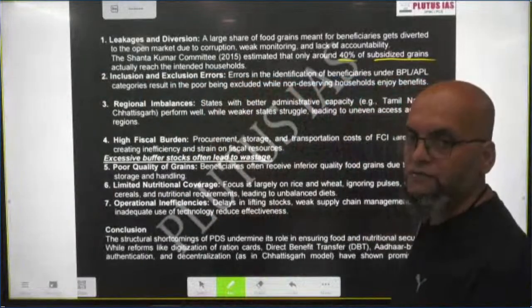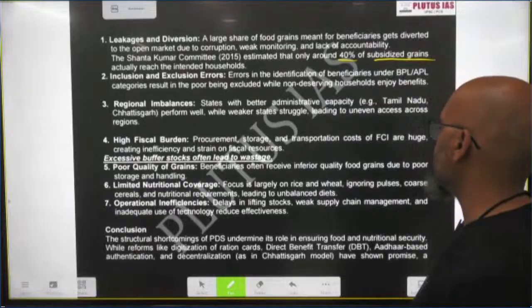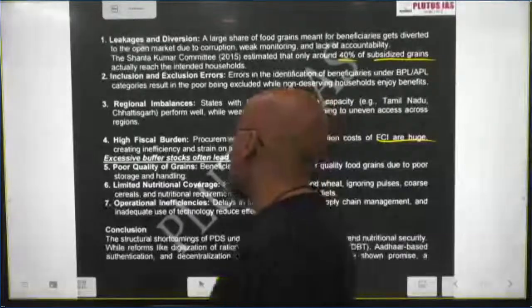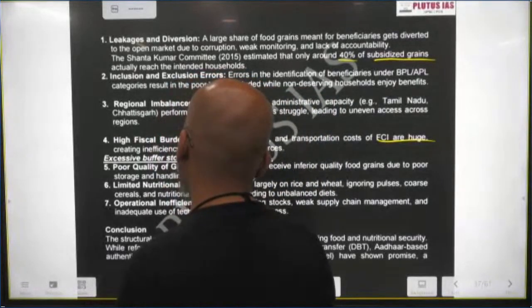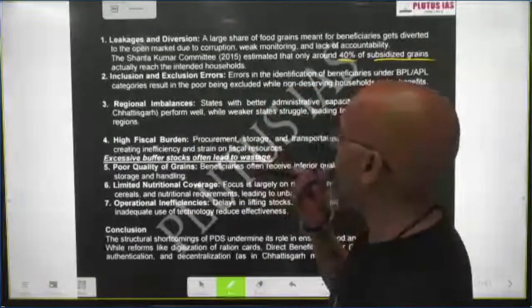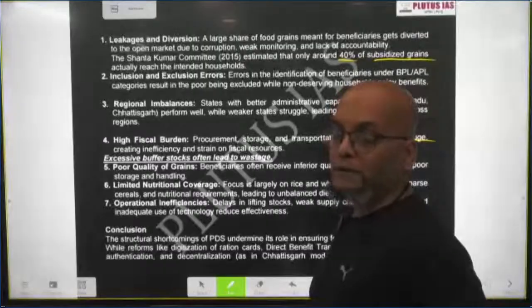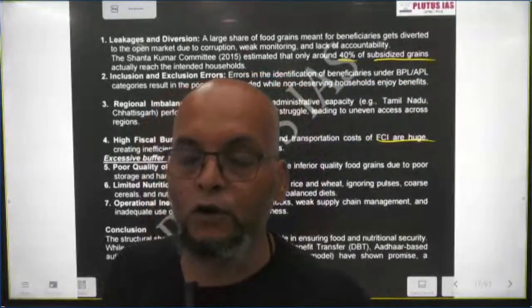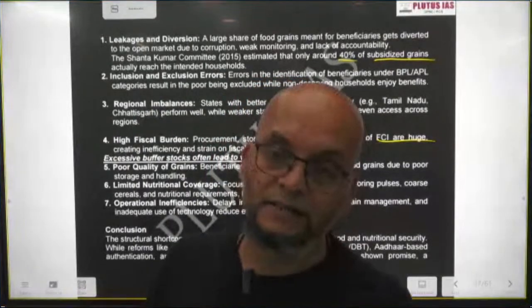Next is high fiscal burden. Obviously, it's a high fiscal burden. Procurement, storage, and transportation cost of FCI are huge, creating inefficiency and strain on fiscal resources. Excessive buffer stocks often lead to wastage, obviously. So the government godowns where these are stored, these godowns are not proper, they are not upgraded, and a lot of food grains get wasted.